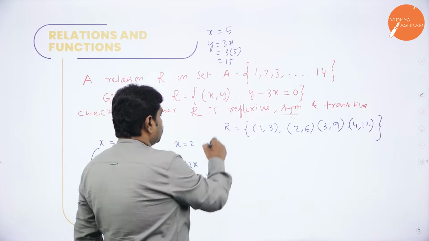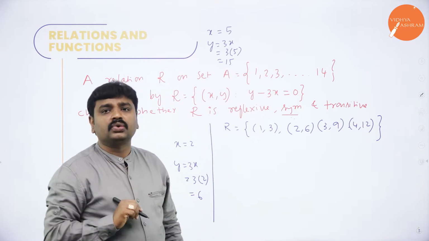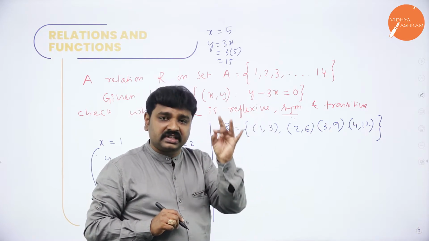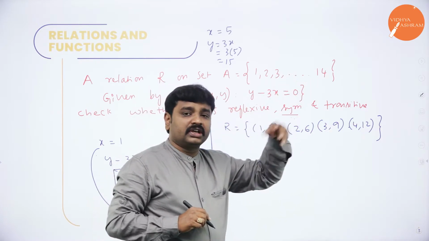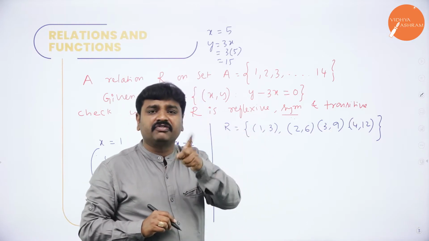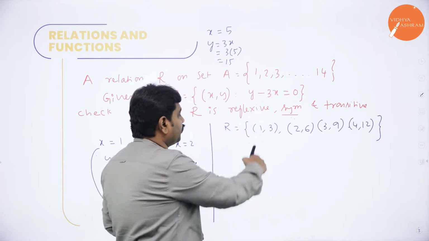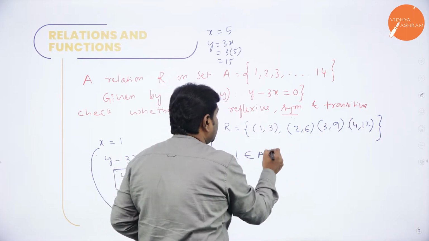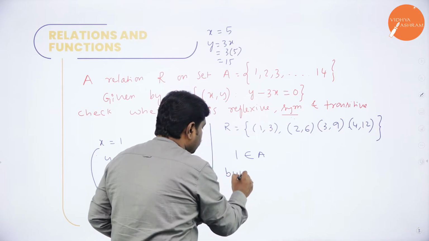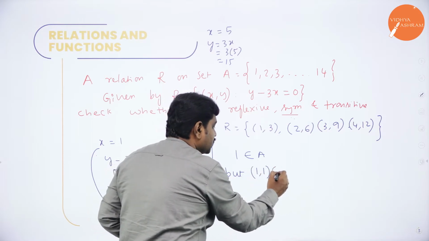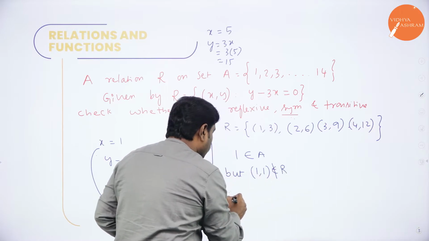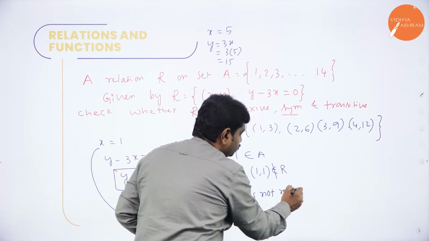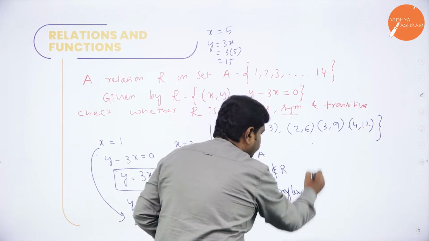Now I need to check whether it is reflexive. How to check reflexive? Every element in the set A should relate to itself: 1 1, 2 2, 3 3, 4 4, like that 14 14, everything should be in the relation. If any one fails, then it is not reflexive. But if you observe this, we don't have 1 comma 1. 1 belongs to the set, 1 is an element in the set, but 1 comma 1, when I search, it is not in the relation. Therefore, R is not reflexive. That's why we say R is not reflexive.